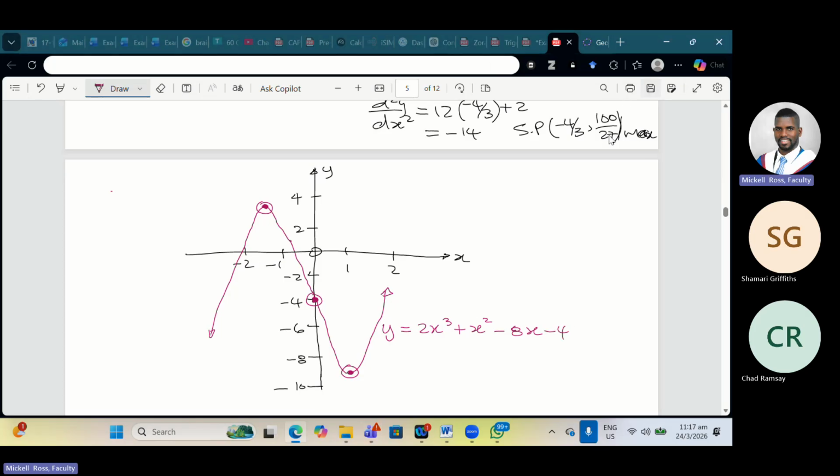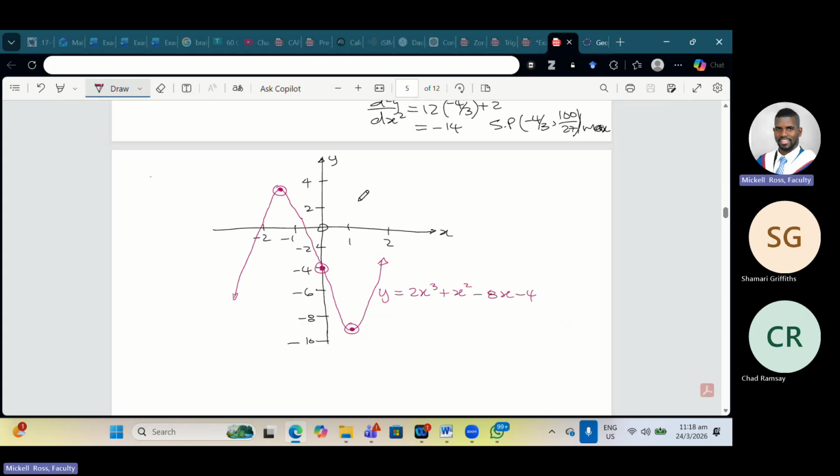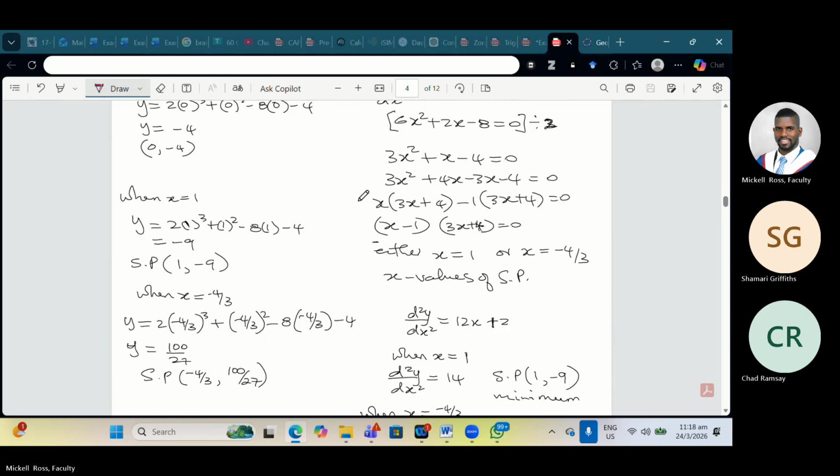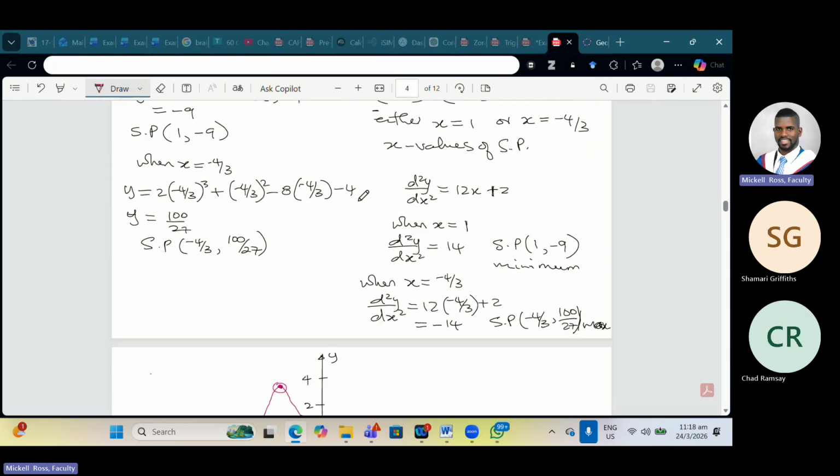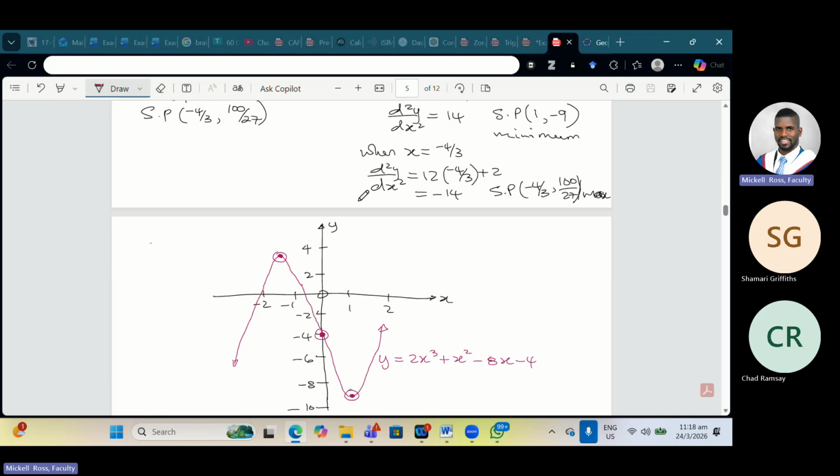All right, so this is what your graph would look like for this function. Anybody got this for their answer? Anybody got this for their answer? All right, not hearing from you, so I'm not sure what's happening. So what we're going to do then is just move on.